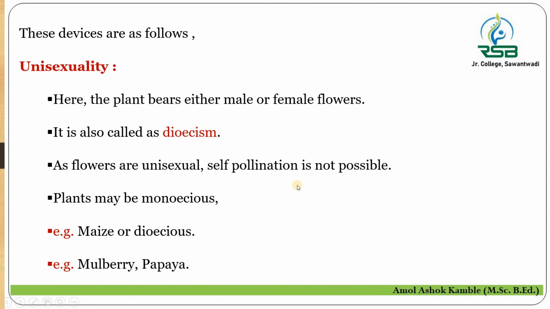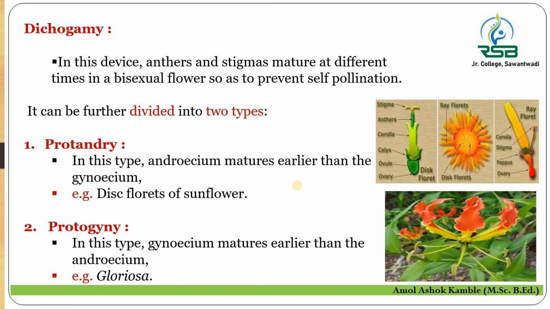Then let us come to know the second outbreeding device, that is dichogamy. In case of dichogamy, the anther and stigma mature at different time in a bisexual flower. Anther and stigma mature at different times, but their timing is different, in a bisexual flower to avoid or to prevent self pollination.